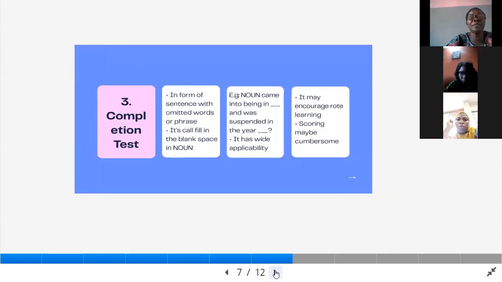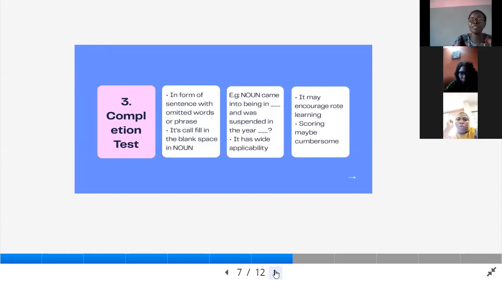Now let's look at number 3. We have the completion test. This takes the form of a sentence with omitted words or phrases, or we can call it blank spaces. For example: "Mr. Dash visited the National Open University in dash years." You see, there are blank spaces, or places that you need to complete.